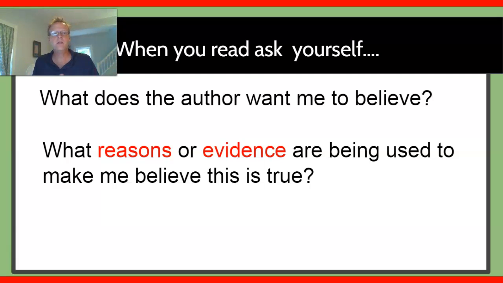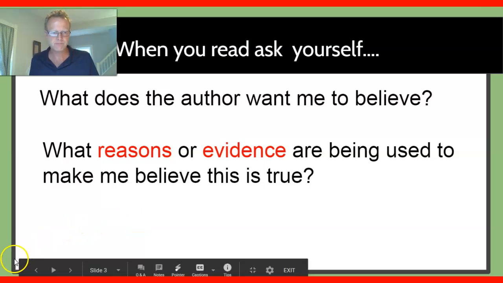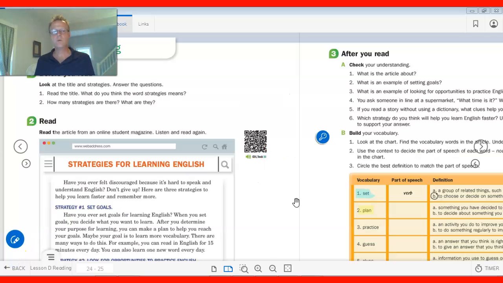So we keep these 2 questions in mind as we read. What does the author want me to believe? Second, what reasons or evidence are being used to make me believe this is true? Let's take a quick look at the text on page 24 as an example. All right, so here we are on pages 24 and 25. And if you remember, what was the author trying to convince us of in this article?